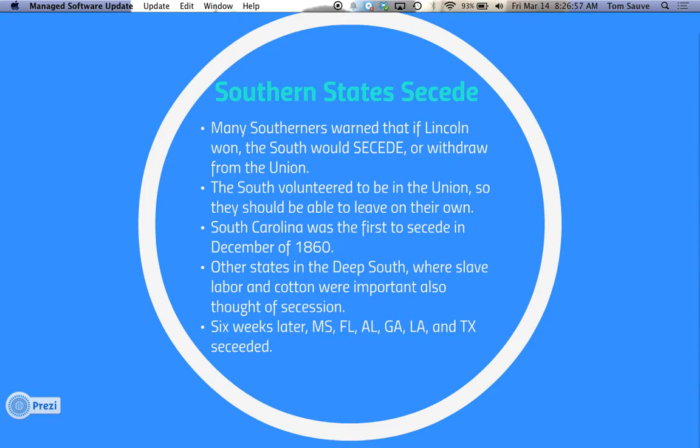So on December 20th of 1860, South Carolina became the first state to secede. Other states in the Deep South, where slave labor and cotton production were most common, also considered secession. During the next 6 weeks, the states of Mississippi, Florida, Alabama, Georgia, Louisiana, and Texas all joined South Carolina in secession.